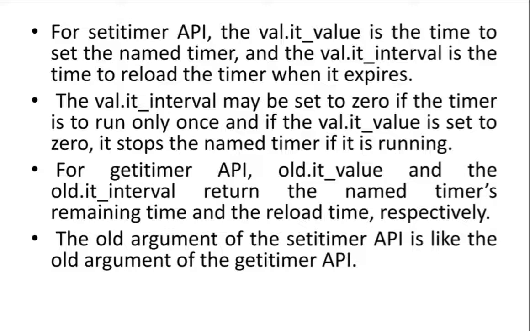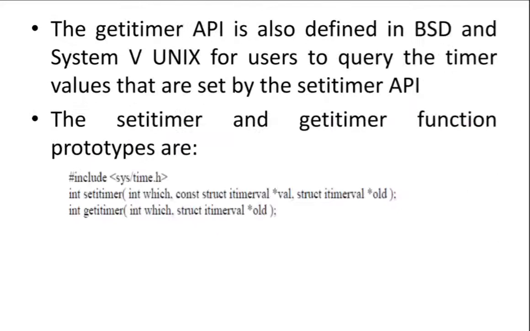Hope you understand. And the old argument of the set timer API is like the old argument of the get timer API. So in the set timer API also you have used an old value, right? Why are you using it? If you want to set the interval based on the old value, you can set the interval, right? For example, when you want to reload the timer, you need the old value.